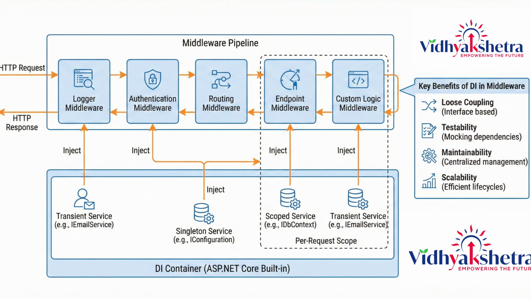In large distributed systems, middleware often plays a role in implementing cross-cutting architectural patterns such as circuit breakers, retries, fallback strategies, and rate limiting. Dependency injection ensures these patterns remain configurable and reusable across different applications.